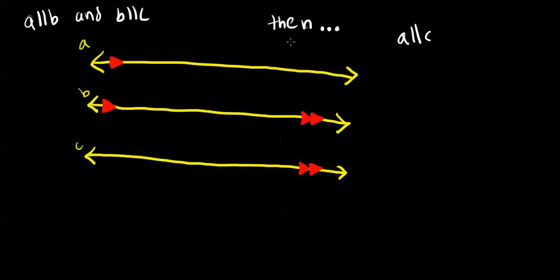So here we can look at this diagram and we can see that line A is parallel to line B, and line B is parallel to line C. So based on this theorem, we can say that line A is also parallel to line C.